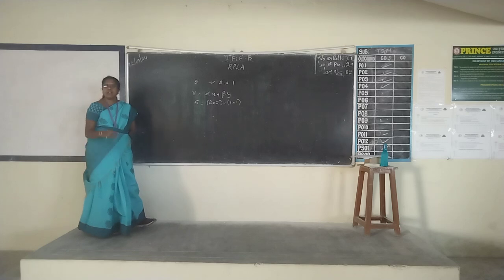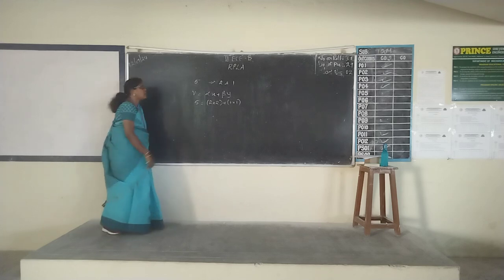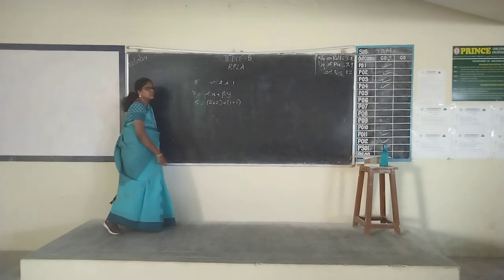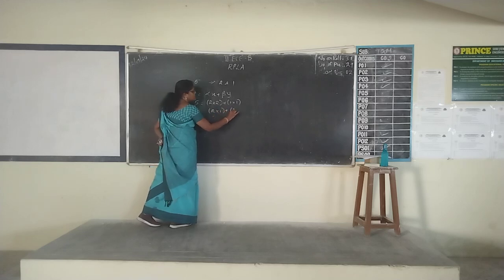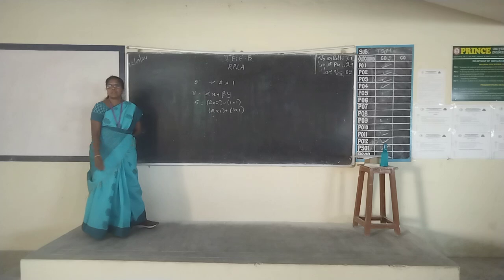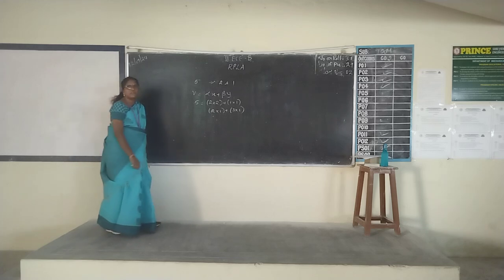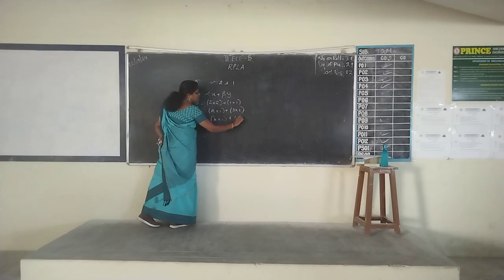Yes? What are the other numbers which are possible for 5? 2 and 3. How can I write that with 2 and 3? 2 into 1 plus 3 into 1. What is the next possible alpha and beta? 4 and 1. So you can write it as 4 into 1 plus 1 into 1.